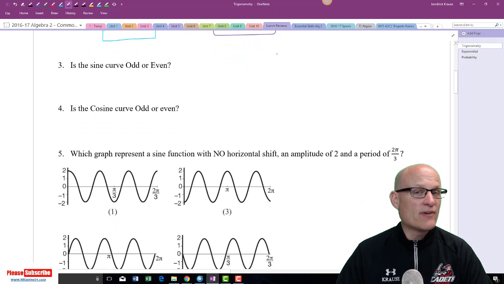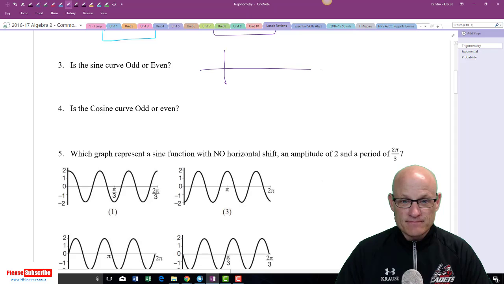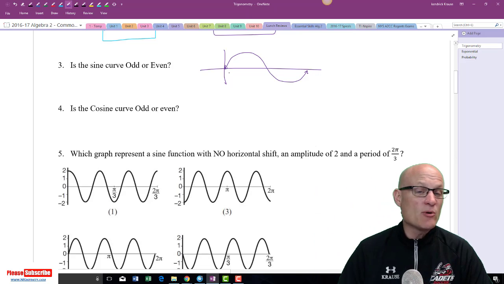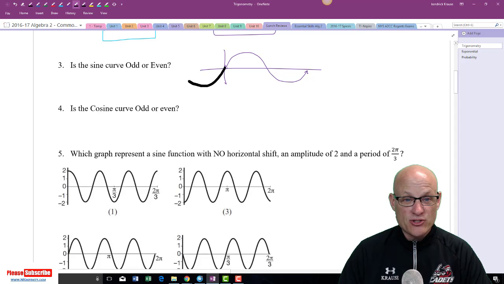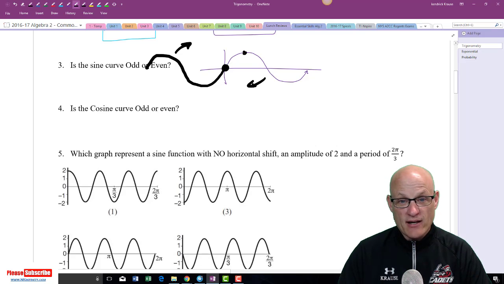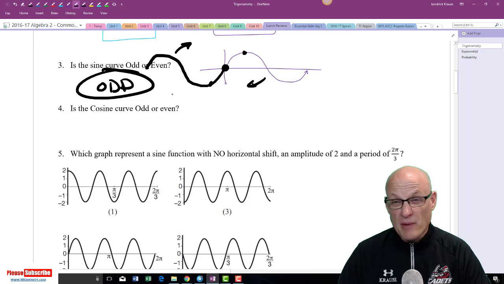Is the sine curve odd or even? Well, you could try graphing it, and you could say, oh, look, there's the sine curve. It goes up in that direction and down in that direction, but it's cyclical, so it just keeps going up and down. So how do I know it's odd? An even function is symmetric with the y-axis. An odd function has rotational symmetry. If I take this thing and rotate it this way, don't I get this? Or do I have symmetry with respect to the origin? So this is an odd function because it has symmetry with respect to the origin.